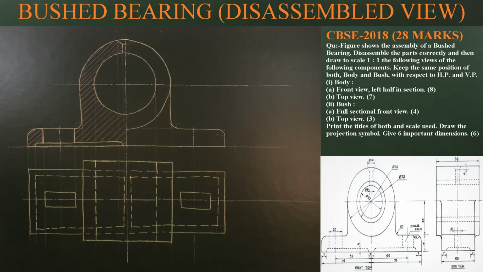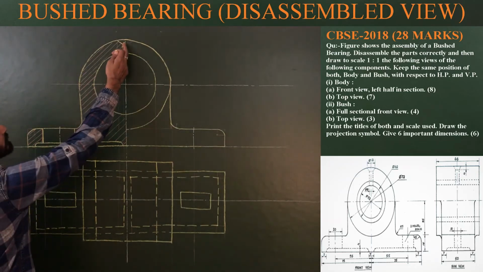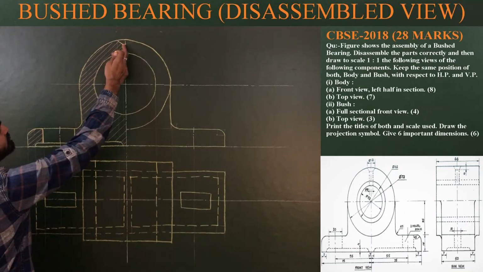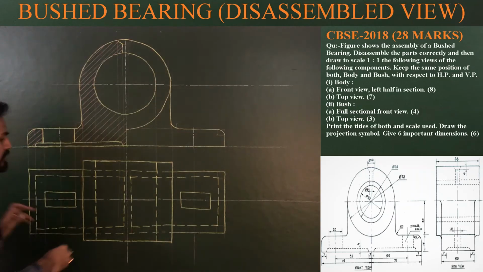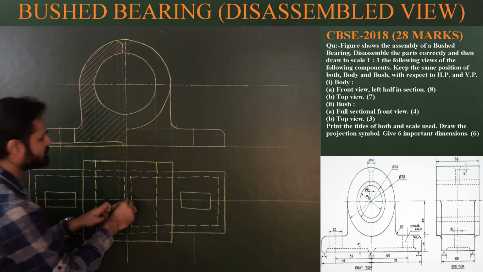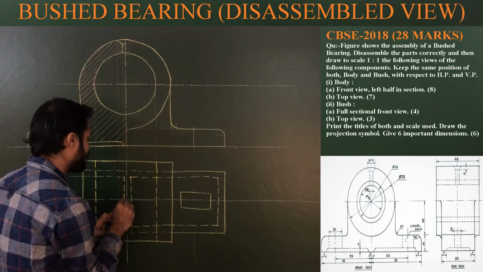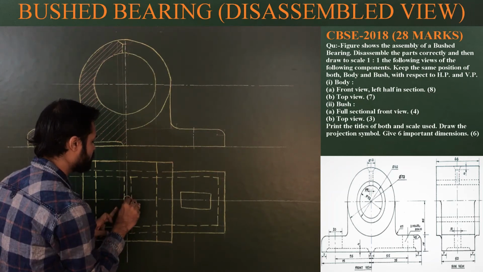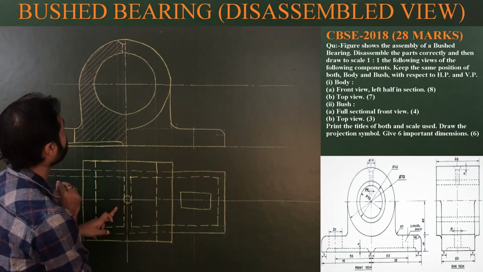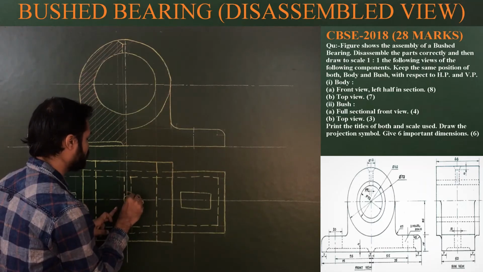Now the last bolt hole. For the bolt hole we have two circles of dia 6 and dia 12. So draw 2 circles from the center, first of dia 6 and second circle of dia 12.